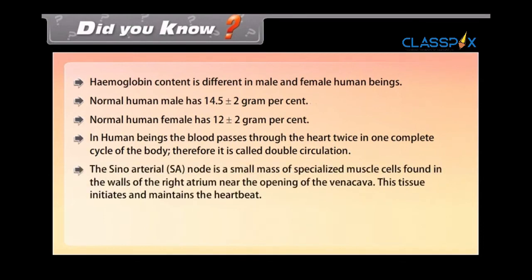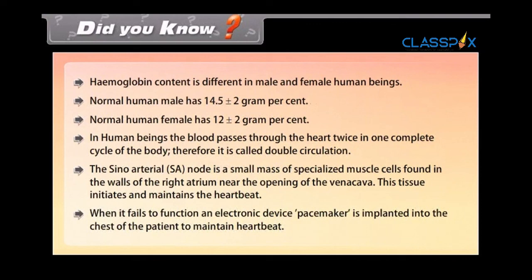The sinoatrial SA node is a small mass of specialized muscle cells found in the walls of the right atrium near the opening of the vena cava. This tissue initiates and maintains the heartbeat. When it fails to function, an electronic device pacemaker is implanted into the chest of the patient to maintain heartbeat.